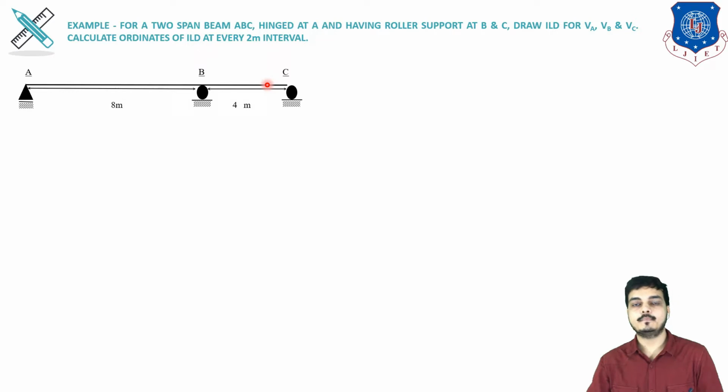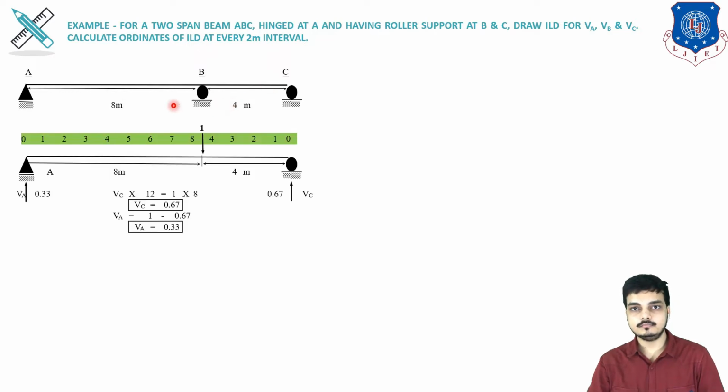Let's see. First of all, we have to rectify the number of unknowns. So you can see here reactions 1, 2, 3. So 3 minus 2 is nothing but 1. So I have assumed the central roller as my unknown. So at that point I have placed a unit load.